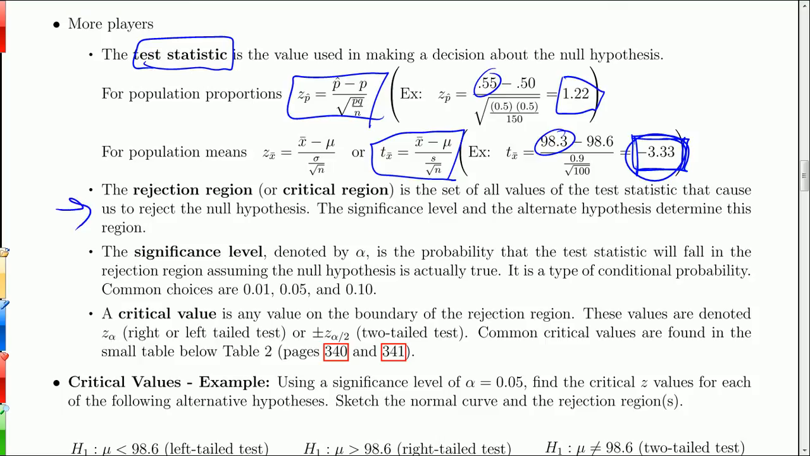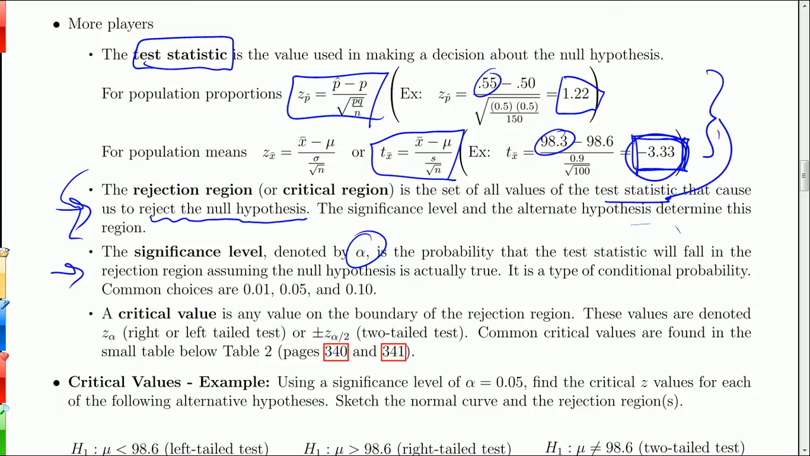The rejection region is the set of all values of the test statistic, these things, right, that cause us to reject the null hypothesis. That makes us say, oh, that's so extreme, I'm going to reject my original assumption. The significance level, denoted by alpha, is the probability that the test statistic will fall in this rejection region, right here, when the null hypothesis is actually true.